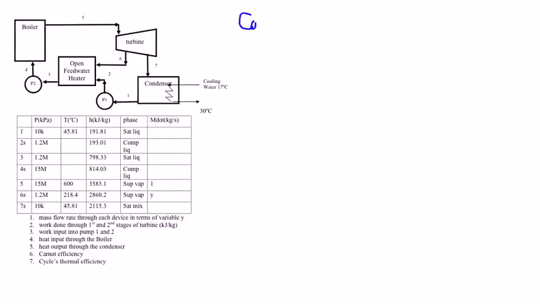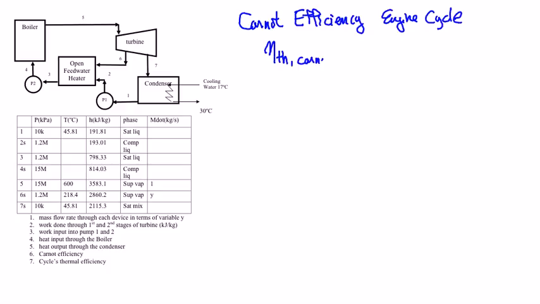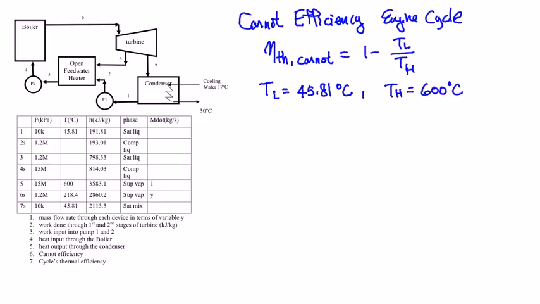We talked about the Carnot efficiency in class for a heat engine cycle. And I'm defining it here again. It is defined in terms of the lowest and the highest temperature in the cycle. In this case, the lowest temperature, if you look at the table on the left, is 45.81 degrees C. The highest is easy to see, 600 degrees C.